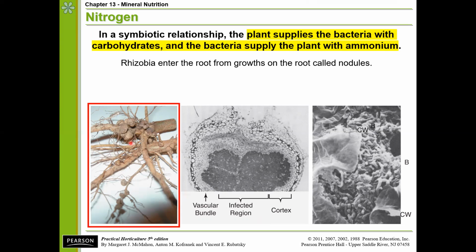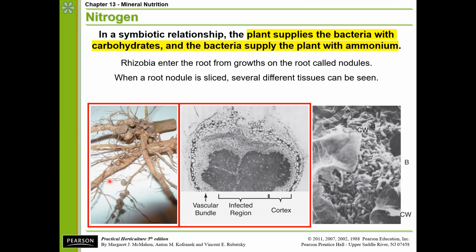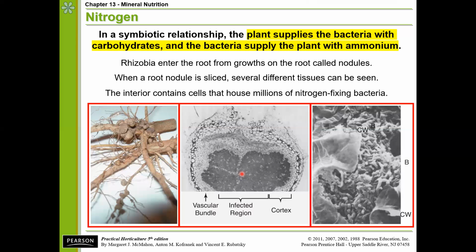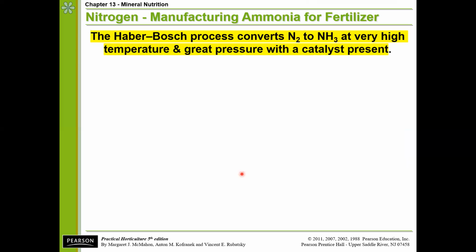So we have these nodules on the roots of this legume plant here, and that's where these bacteria live. When we take a cross section of a nodule, we'll see tissues that are different than in other parts of the root. And you can see in these dark areas, those are the areas that are actually infected with the bacteria itself. We think of infection as a bad thing, but in this case, it's a very good thing. And there are millions of bacteria that live in these cells.